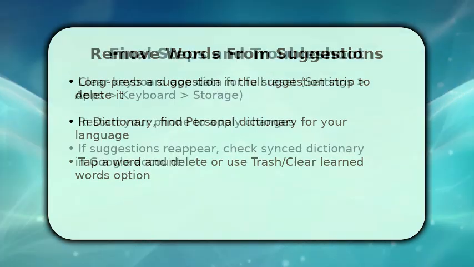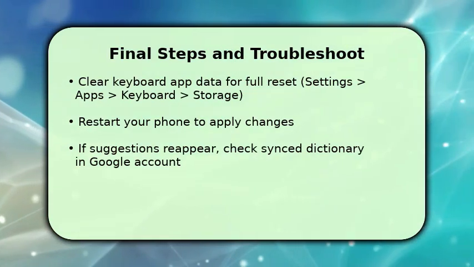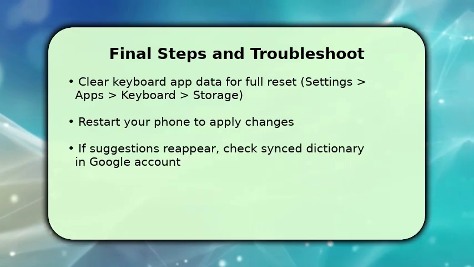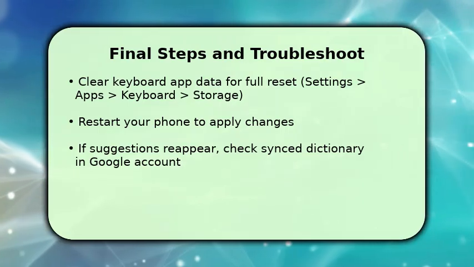Finish by applying a full reset only if needed. Go to Settings, Apps, choose your keyboard app, then Storage and clear data to remove all learned words and settings. Once done, restart your phone so changes propagate into active apps.